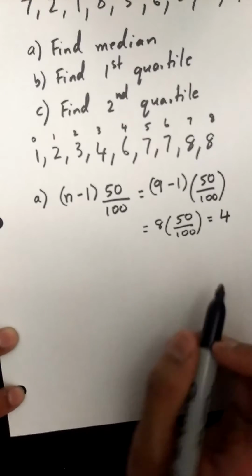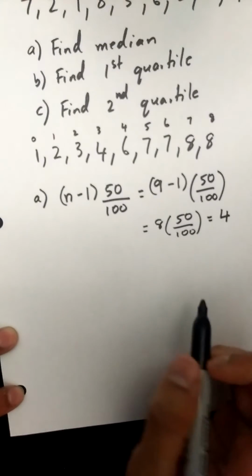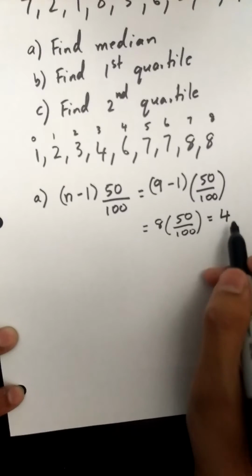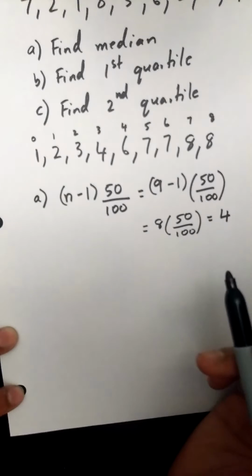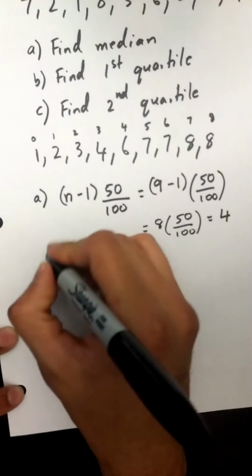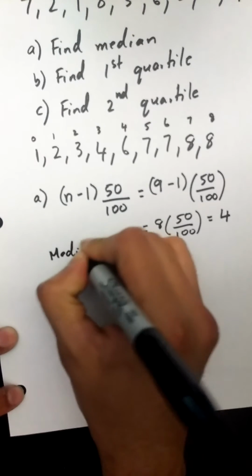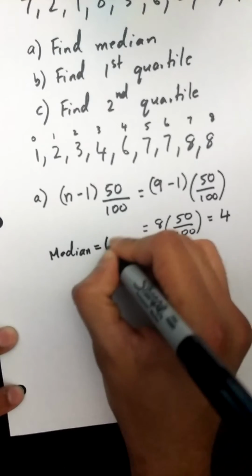Okay, so when we do this calculation here, this calculation is basically for our index. In this case, we found our index to be 4. We know that the fourth value is 6. So we can say that our median is equal to 6.